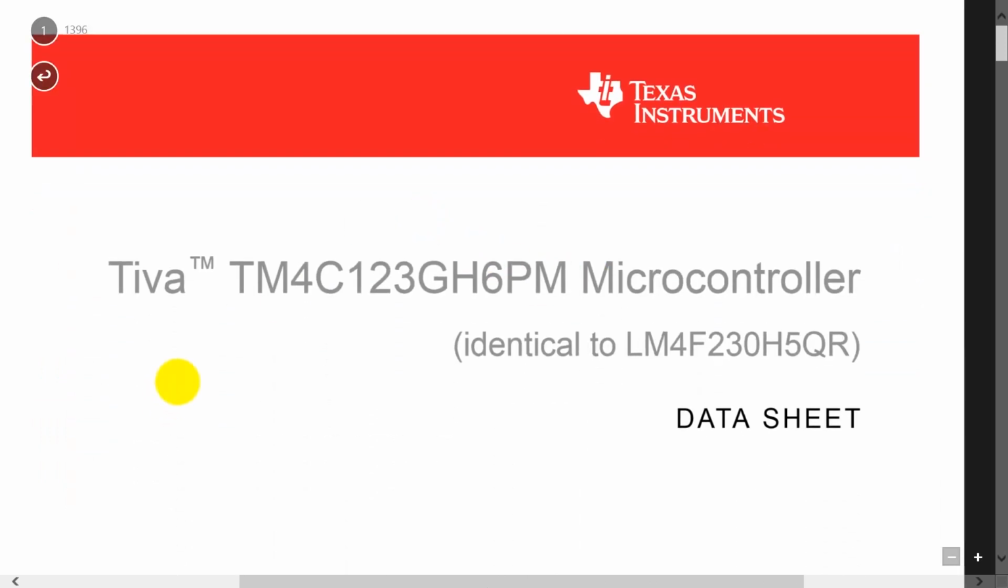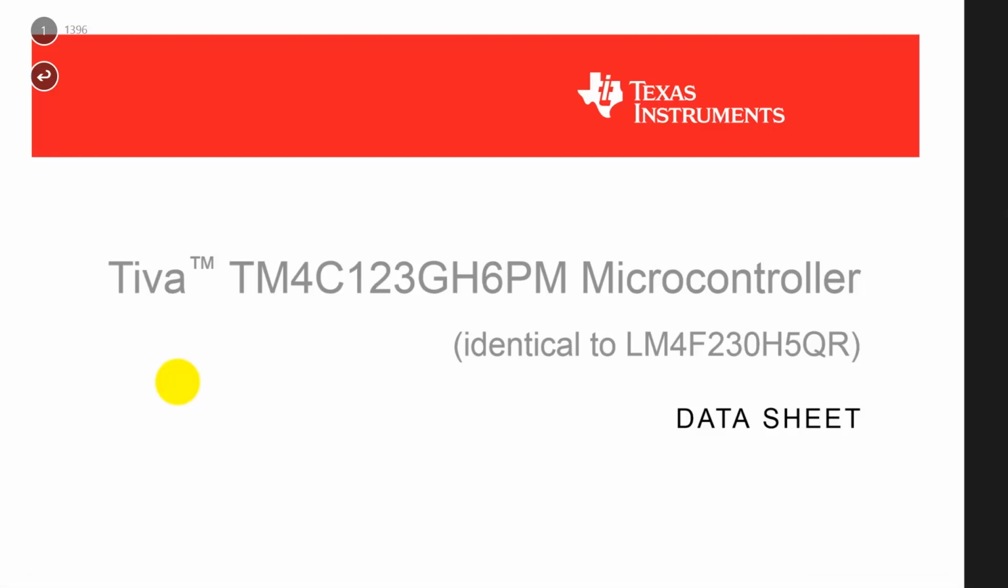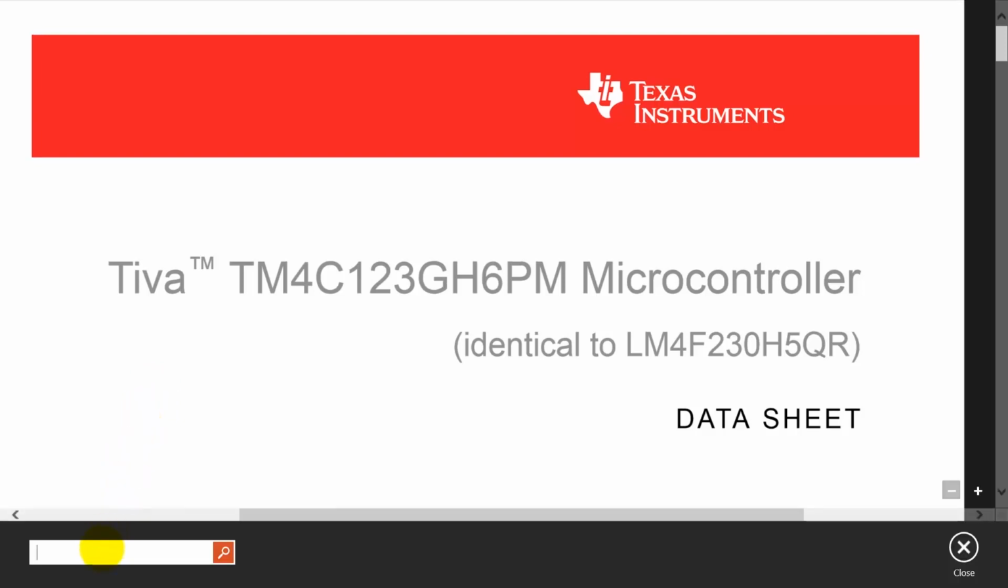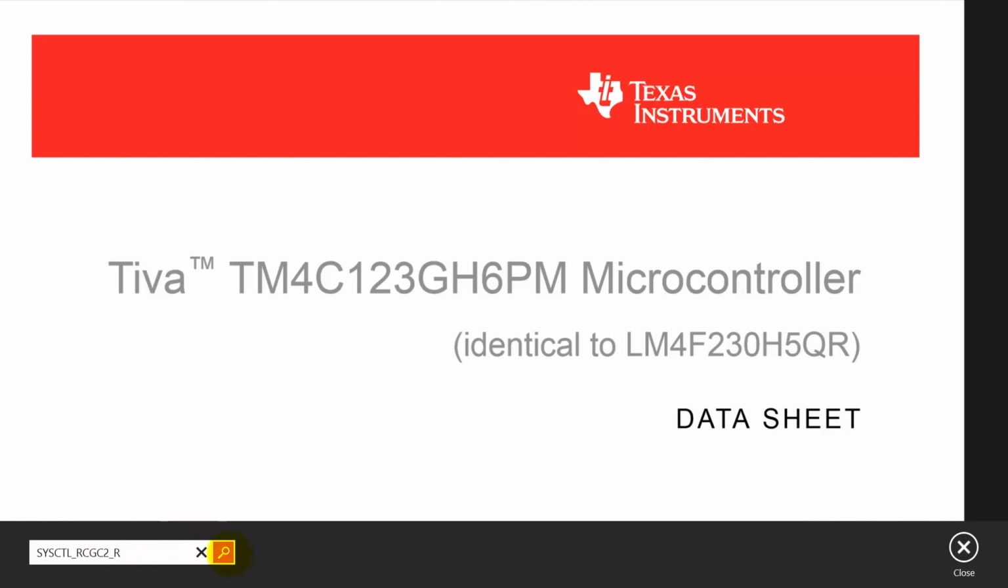So here's our data sheet for the microcontroller. So let's try to find what we are looking for. All right, so I'm going to do a Control F, and down here I'm going to type in the register I'm looking for. Unfortunately, the syntax is such that we're not going to find that. And that's because in the data sheet, it doesn't call it by the underlines. It doesn't use the underlines.